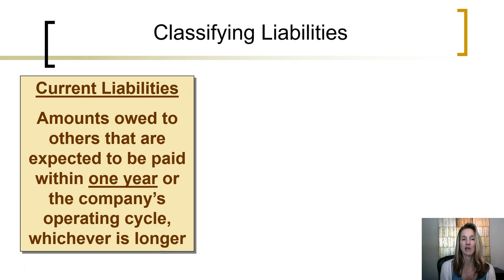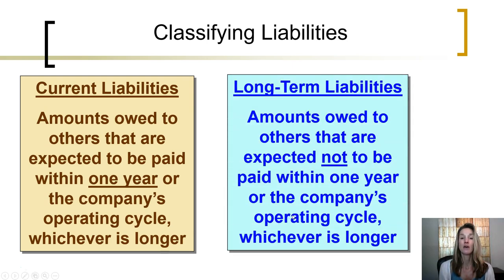Current liabilities are amounts that are owed to others and are expected to be paid within 1 year or the company's operating cycle, whichever is longer. Amounts that are owed to others that are expected not to be paid within 1 year or the company's operating cycle, whichever is longer, are classified as long-term liabilities. Let's discuss current liabilities.